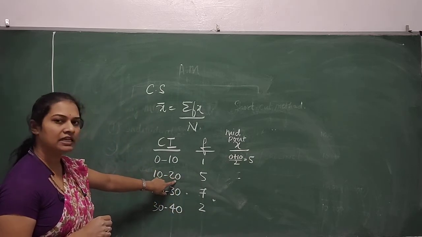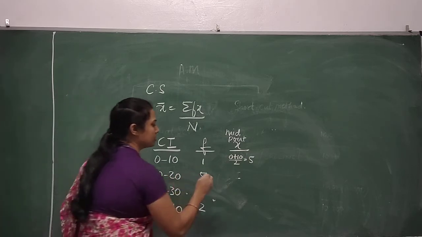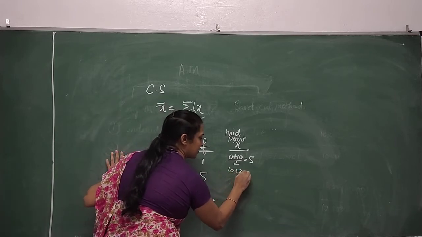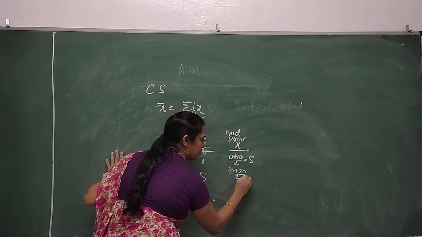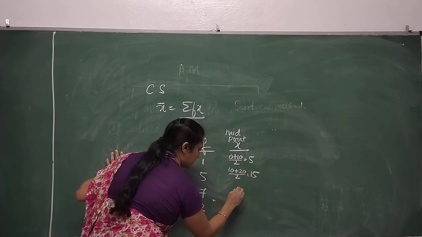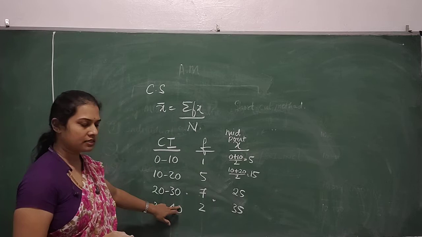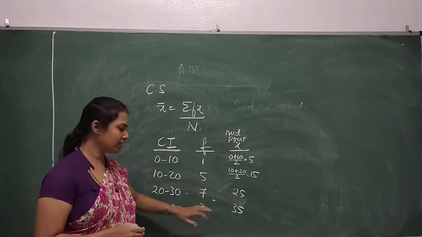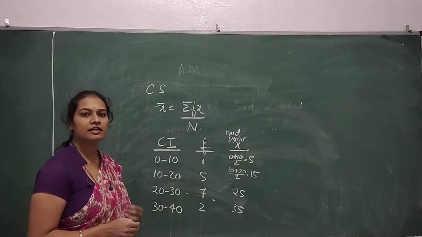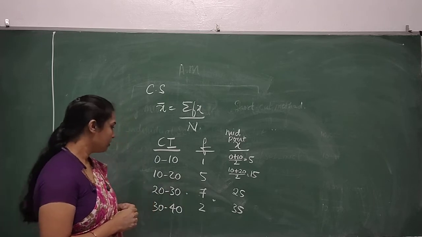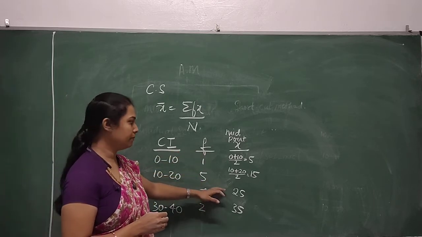10 plus 20 divided by 2 numbers. So 10 plus 20 divided by 2 gives you 15. The same thing goes on. 20 plus 30 divided by 2 is 25. 30 plus 40 divided by 2 is 35. Okay, this is your midpoint.